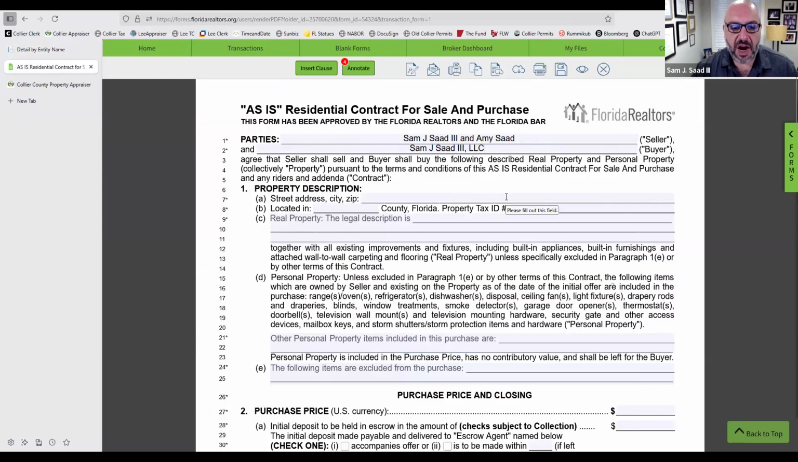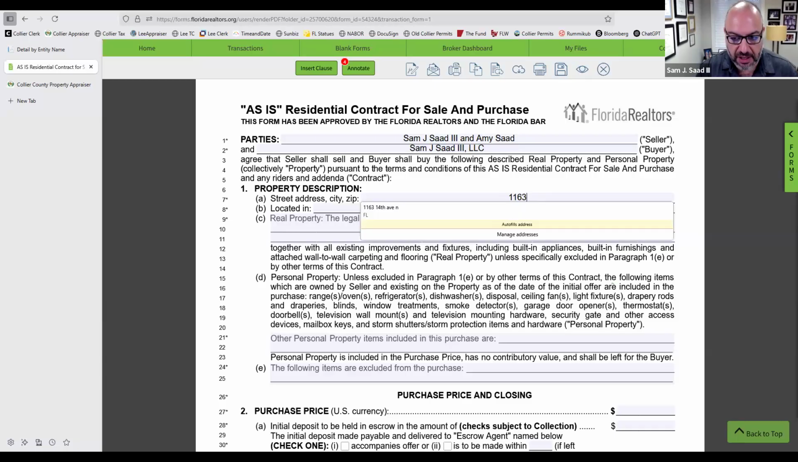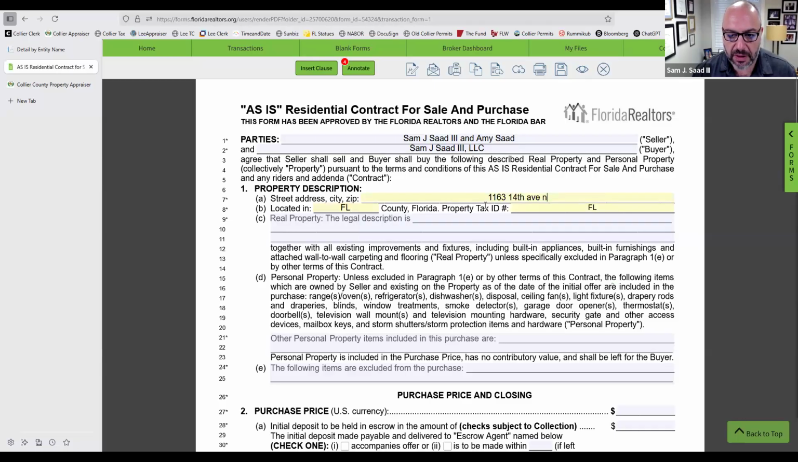Okay, so the FRBAR contract, we fill in the address of the property first here under the property section, section 1. So let's put that in, 1163 14th Avenue North. Located in, the next thing we're going to fill in, very, very important that we fill in the proper county. We're in Collier County with this property.